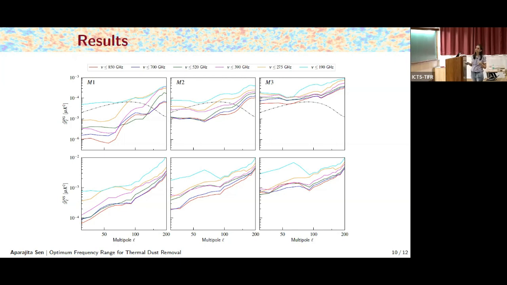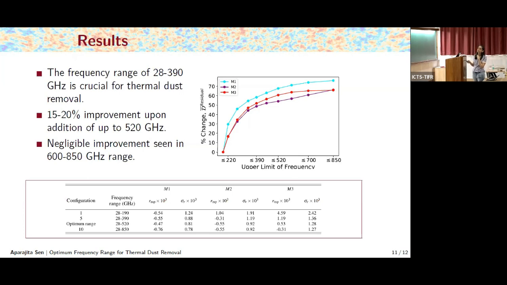Here I have plotted all the residual power spectra when we change the frequency range. The lower limit starts from 28, then we can go to 850, 700, and so on, and we have 9 dust dominated channels. So we have checked for all of them. Just to give you an overview, this is the plot of the average residual, and what we see is that up to 390 gigahertz, we do see some improvement, actually a huge improvement of up to 50 to 55%. But when we go up to 520 gigahertz, the residual reduces only by around 15 to 20%.